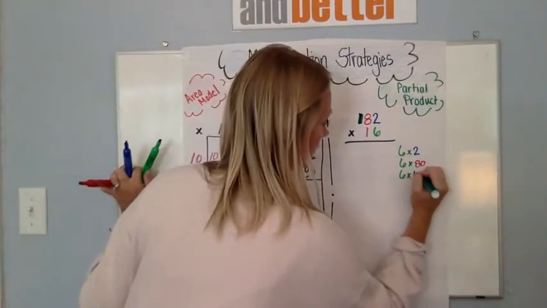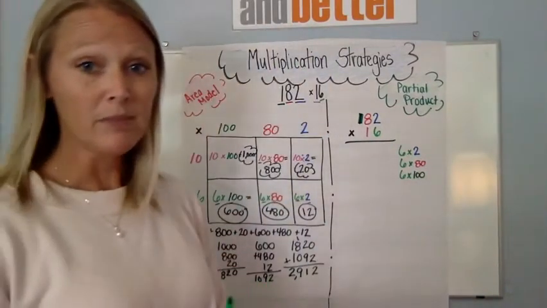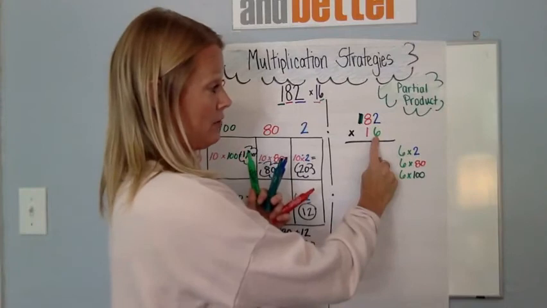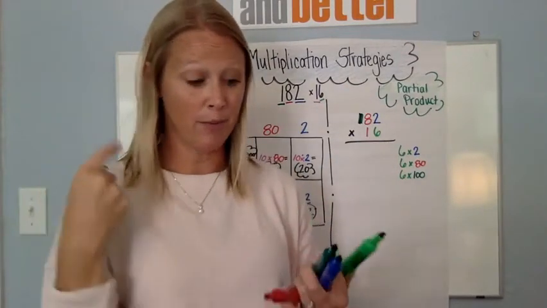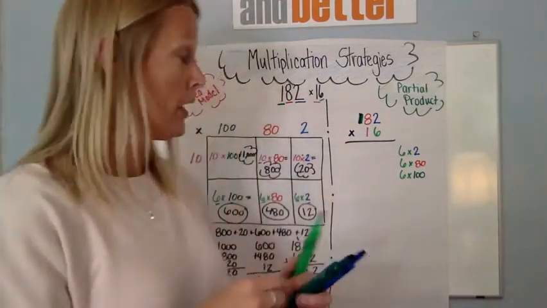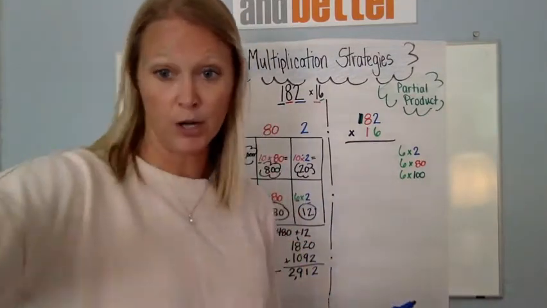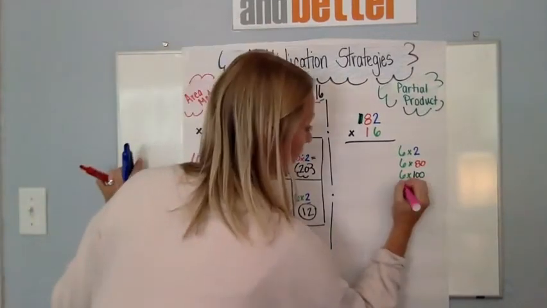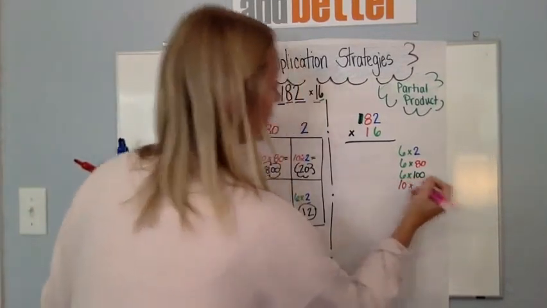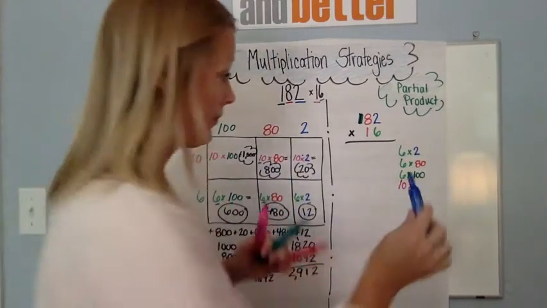The hundreds. Okay. Now I've multiplied this place value, the 6 in the 1s, by every other place value in my other number in my multiplication problem. So I can put my green marker away. Now I need to move to the tens. So now I'm going to multiply 10 times the 2.